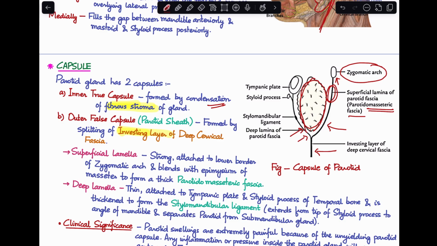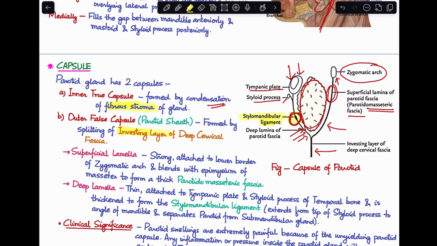Next is the deep lamella. So deep lamella is this one. Deep lamella is usually thinner compared to the superficial one, and that goes and attaches to the tympanic plate and the styloid process of the temporal bone. So you see, this is the tympanic plate, this is the styloid process, that's where it gets attached. And in the process, it also gets thickened in a part. You can see in the image, this part has gotten thickened to form the stylomandibular ligament.